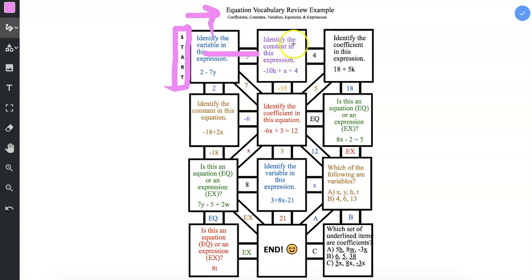Next, it says identify the constant in this expression. Constant is the number that stands alone, so that's the 4. So I need to follow the path that has the 4. Look, there's the path that has the 4.